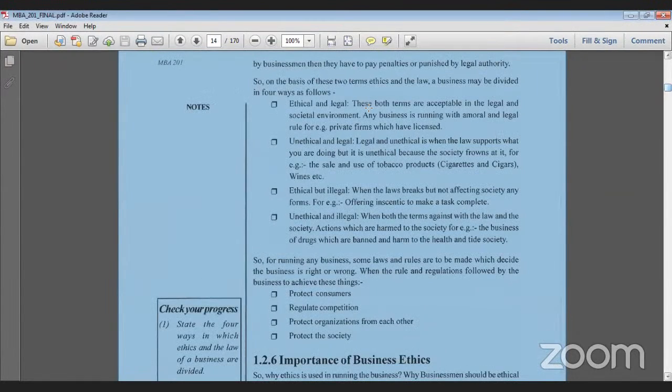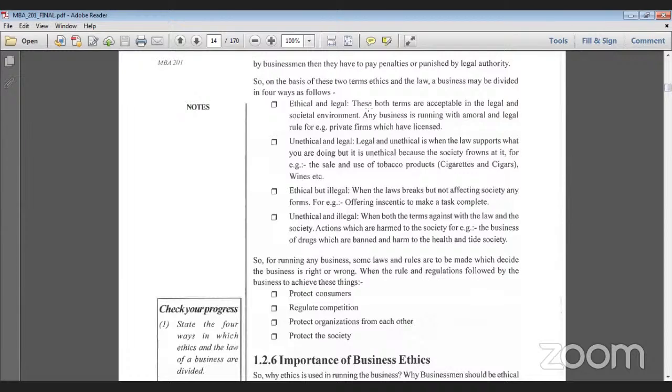There are two terms, ethics and the laws. Business may be divided into four ways. Ethical and legal are both terms acceptable in the legal and societal environment. Any business running with moral and legal rules, like a private firm which has a license, is called a legal and ethical business from the societal point of view.